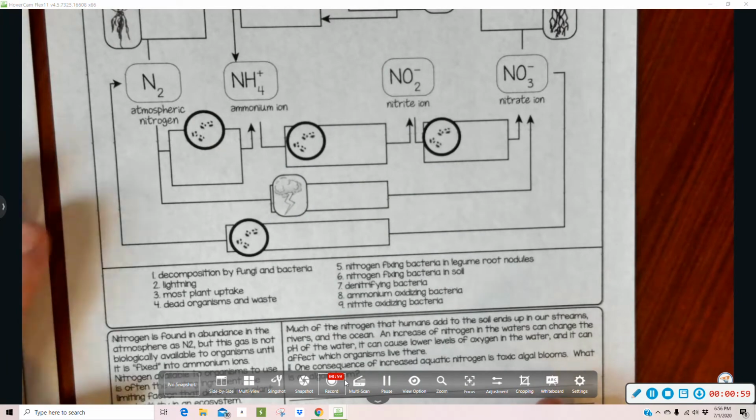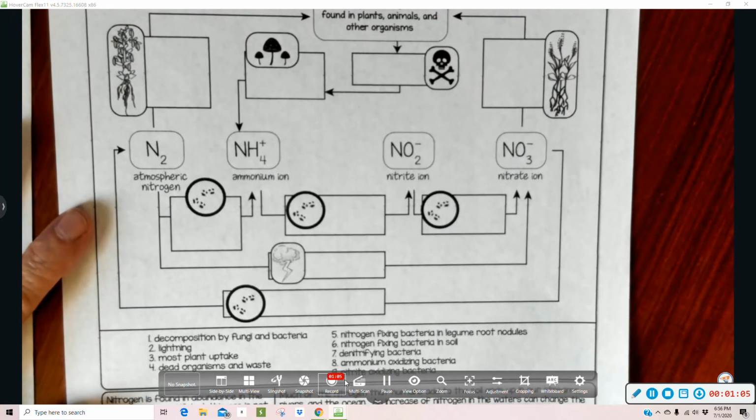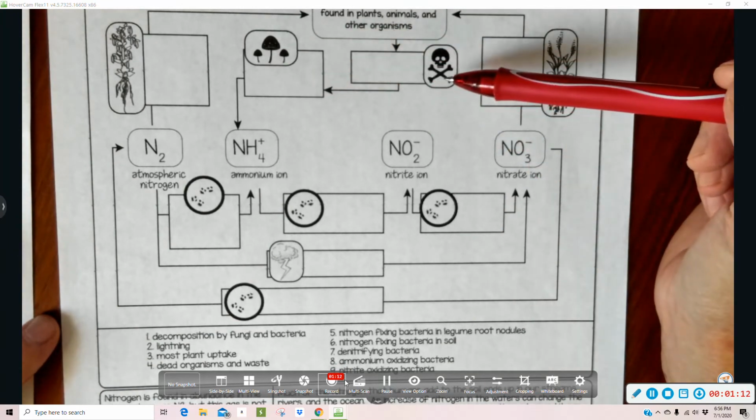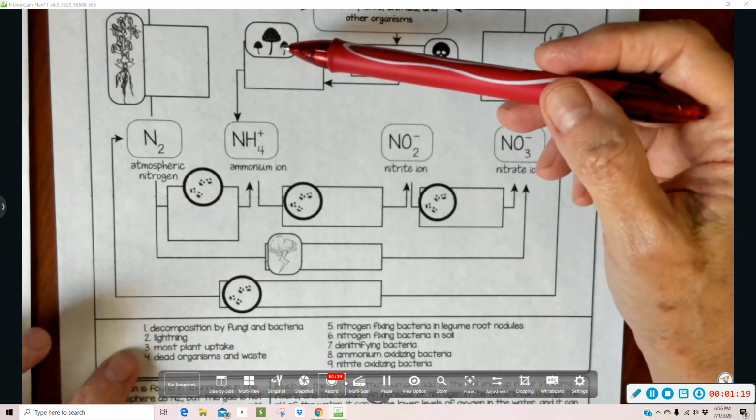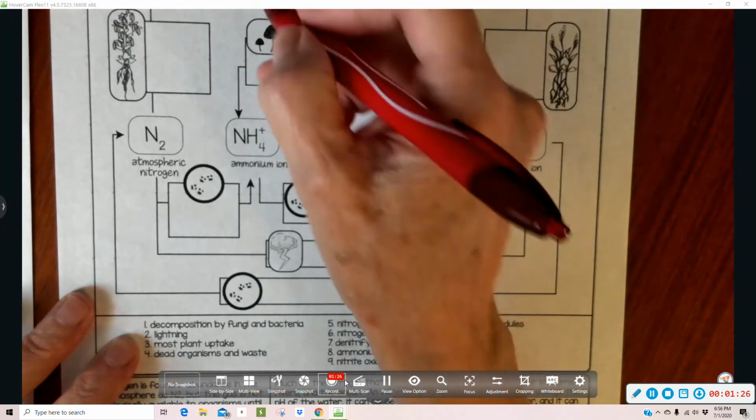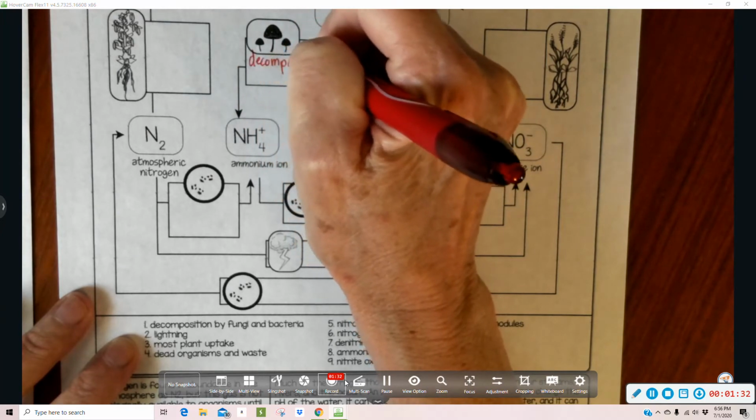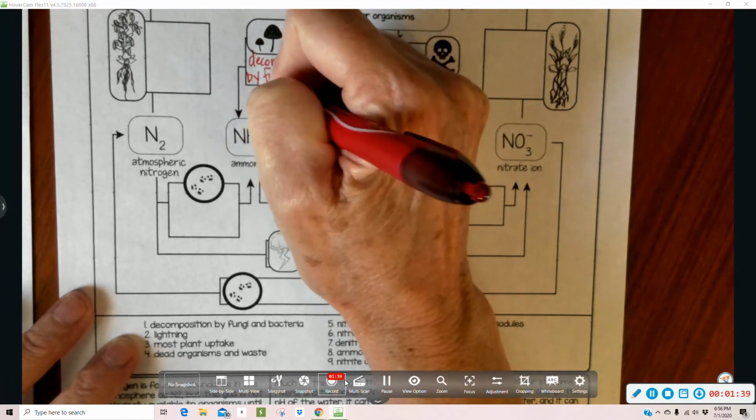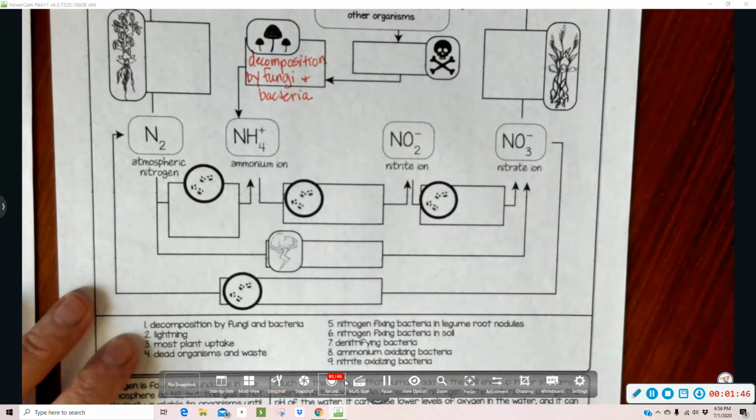If we begin with something really familiar, maybe you recognize it right away. If you're having a little bit of trouble, that looks like a mushroom, which is a fungus. That looks like death. So if we look down here and see what would fit there, we know fungus and bacteria decompose. So in this box, that's what I would put: decomposition by fungi and bacteria.